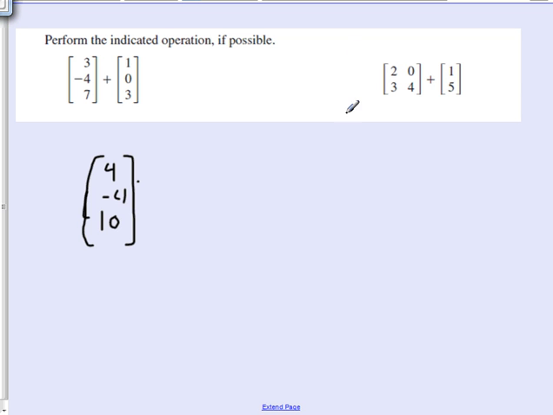Now what's happening with this second problem, as you can notice, there are 2 columns here, but there's only 1 column here. So in this case, we actually can't solve that matrix because they are not the same size matrix. Okay?